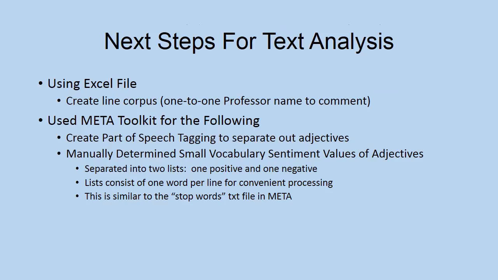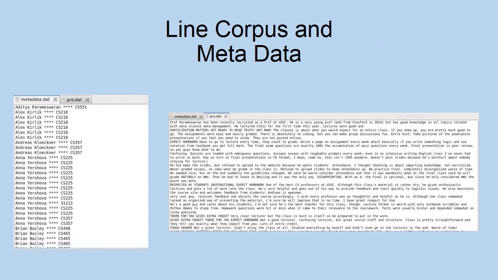Because the data set is small, and the data we crawled is in a CSV file, we had the convenience of using Excel macros to construct each comment and the corresponding professor into a tuple with two attributes, professor and comment. Then we converted the Excel file into a line corpus and metadata.